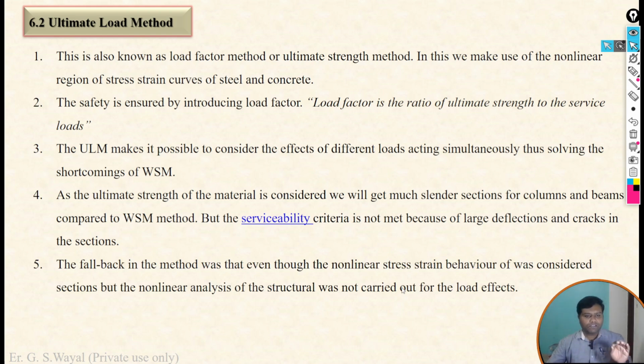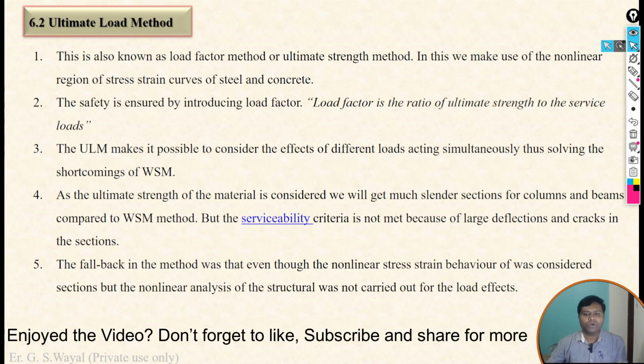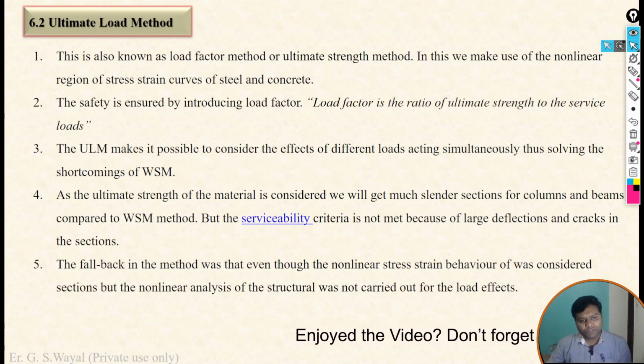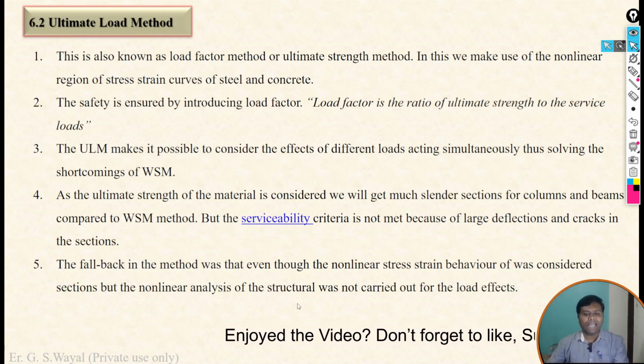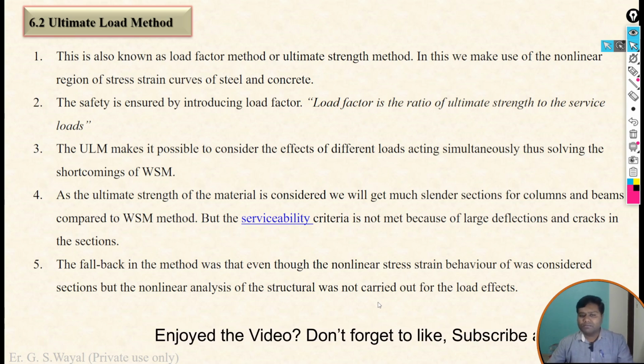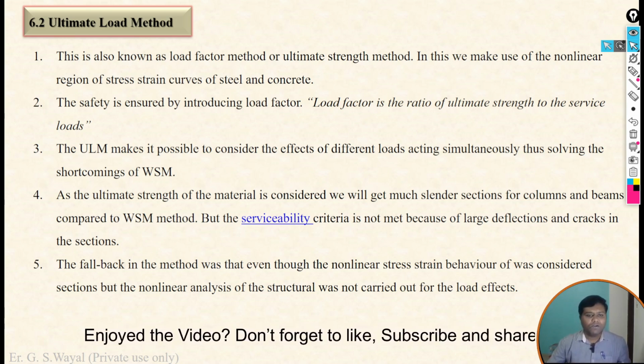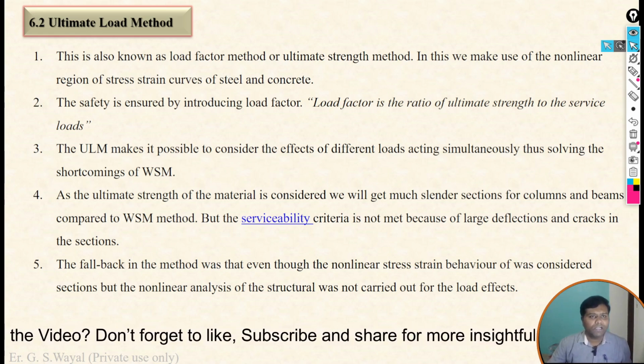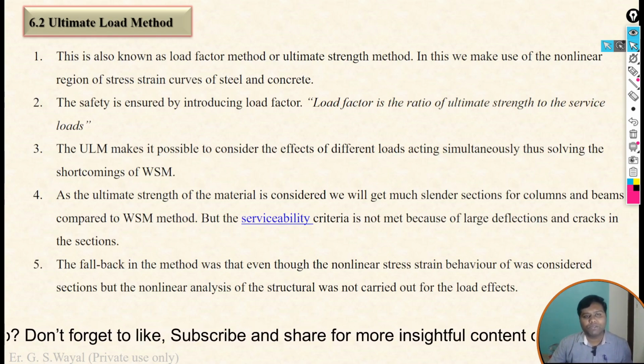Then next, the drawback in the method was that even though the non-linear stress-strain behavior of the section was considered, the non-linear analysis of the structure was not carried out for the load effects. Basically, we are using the non-linear stress-strain behavior for the design of any section, but non-linear analysis of the structure is not carried out. Non-linear analysis we are not considering from the design point of view. So this is the big drawback of the ultimate load method.